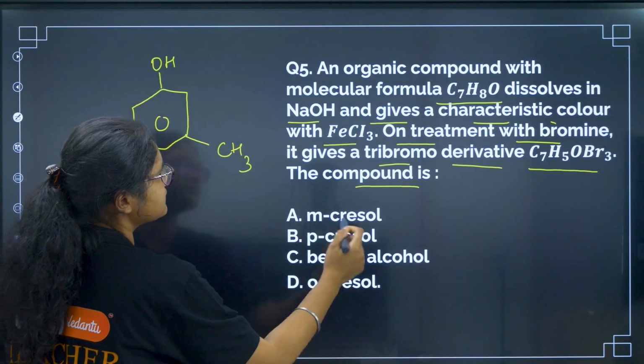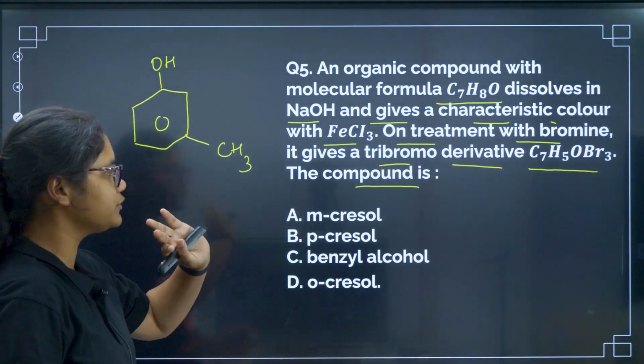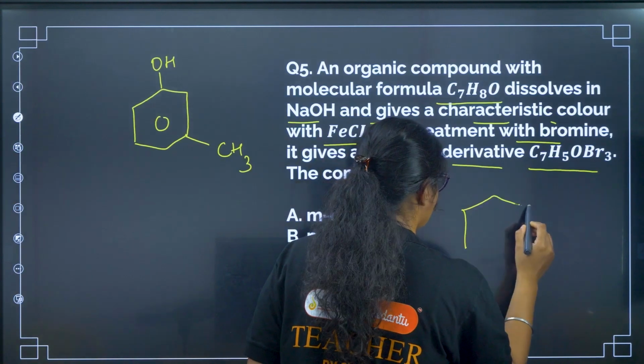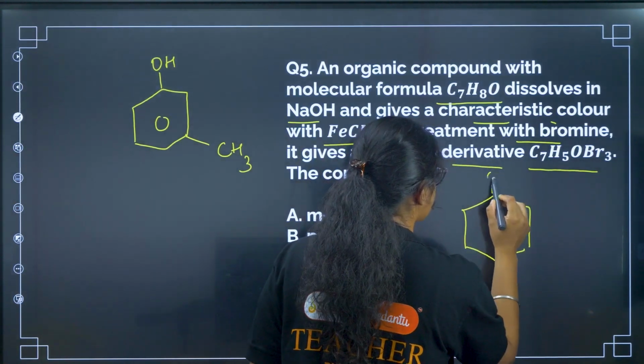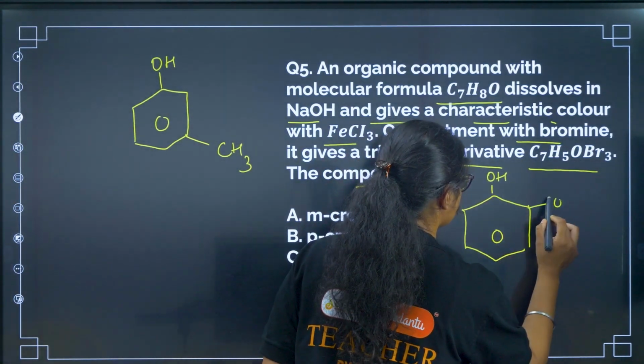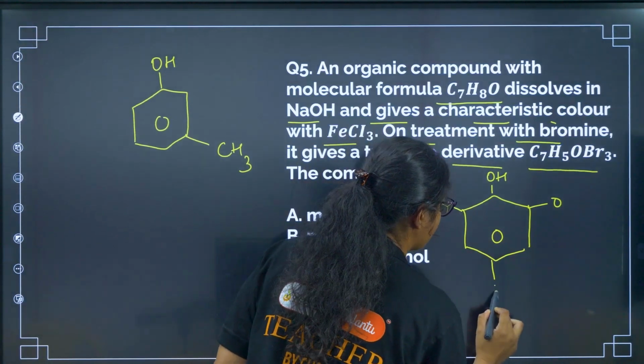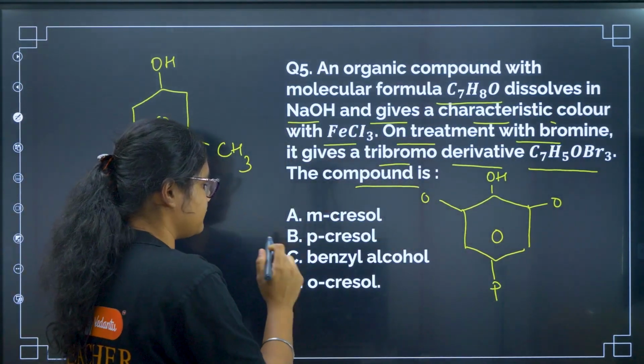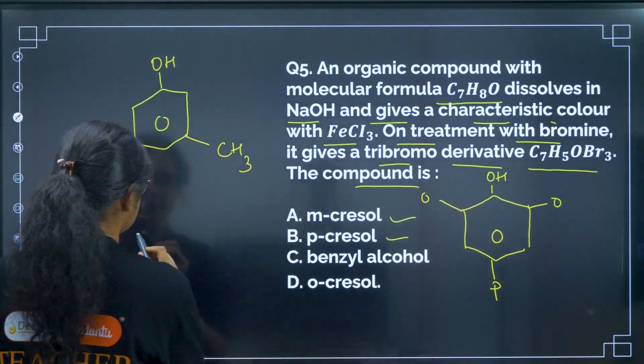By seeing the options, we can see if it gives you a tribromo derivative, right? Now we know a phenol directs the bromine to the ortho position and the para position, right? It will never direct to the meta position. So let us first see the options here.